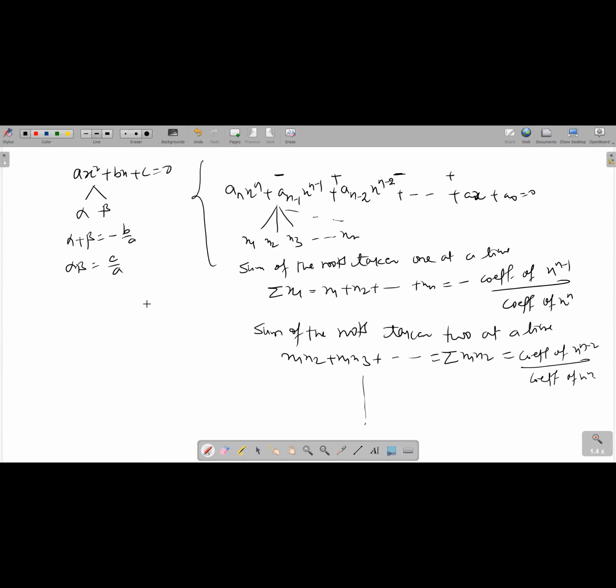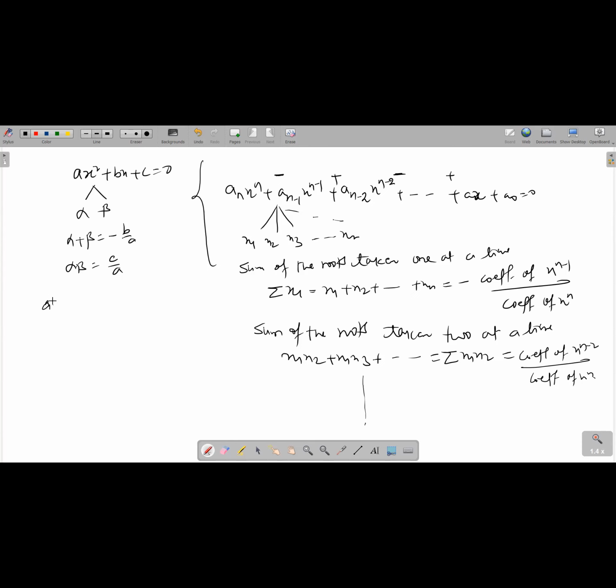So our main concern is, we have taken the sum of the roots taken one at a time. That is minus the coefficient of x, that is minus b upon a, and the product of the roots. Because we have only two roots, we cannot take the sum of the roots taken two at a time. So this will be the only thing.